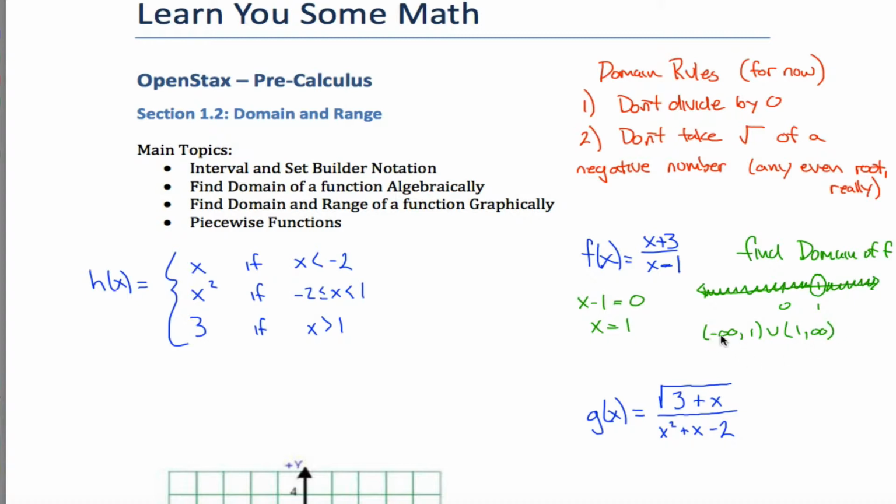What this is saying is I want all the numbers from negative infinity up to positive 1, but not including positive 1, which is why I have the parentheses here, not a bracket. And then I also want all the numbers from 1 up to infinity. This picture right here is what's called interval notation.